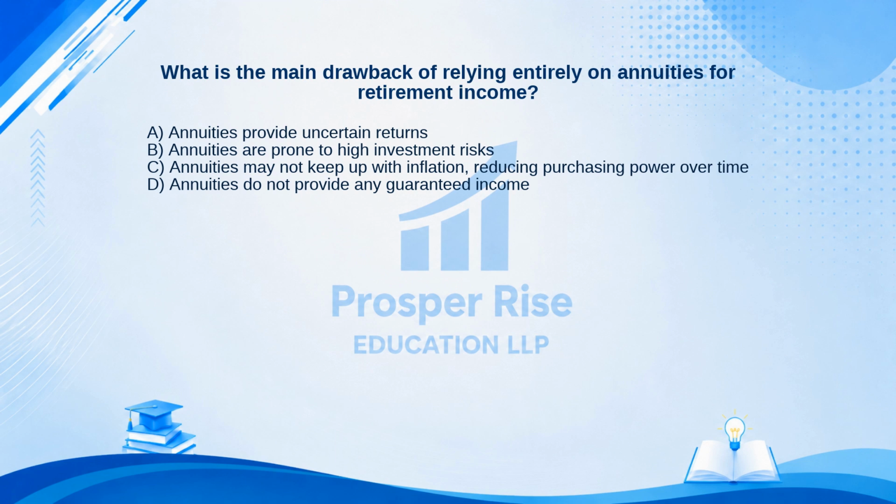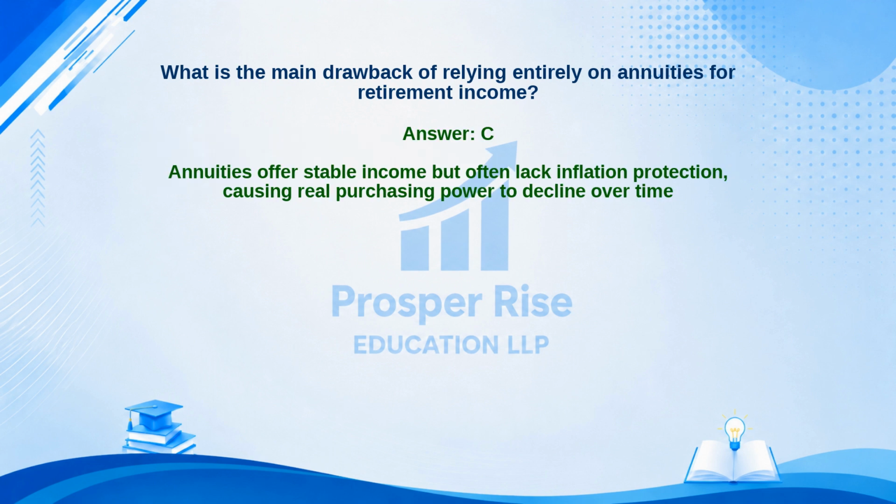Take a moment to pause the video and decide. The correct answer is option C. Let's see why. Annuities offer stable income but often lack inflation protection, causing real purchasing power to decline over time.